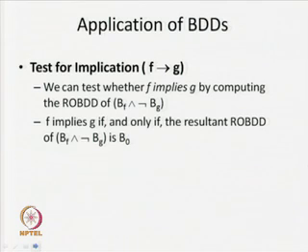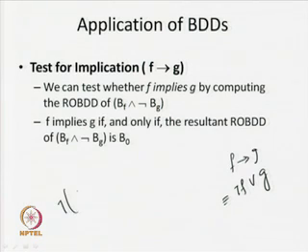Similarly, test for implication, whether f implies g or not. So, f implies g is equivalent to not of f or g. In this case, what am I going to do? I am going to take the negation of this, so the negation of f implies g. If I take the negation, I get not of (not f or g), and applying De Morgan's law, what do I get? This is f and not g.